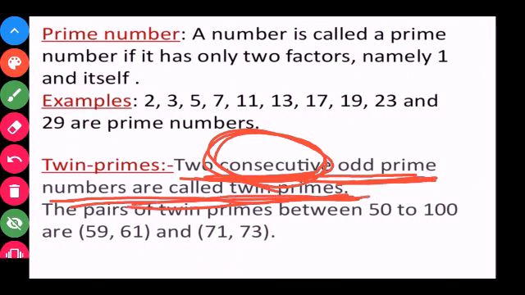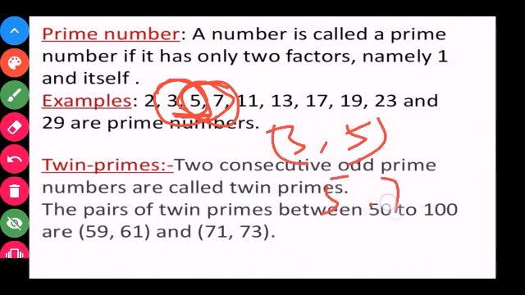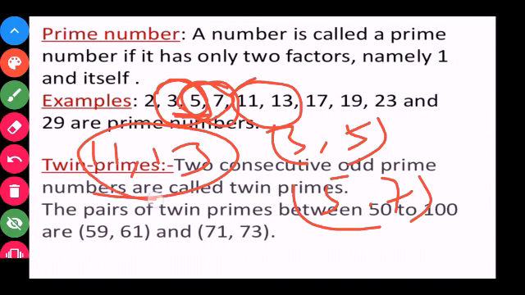For example, here 3 and 5. 3 and 5 are two consecutive odd primes. Also 5 and 7 are two consecutive odd primes. So you can say 3, 5 and 5, 7. Similarly 11, 13. These are consecutive odd primes. So you can say consecutive odd primes are said to be twin primes.